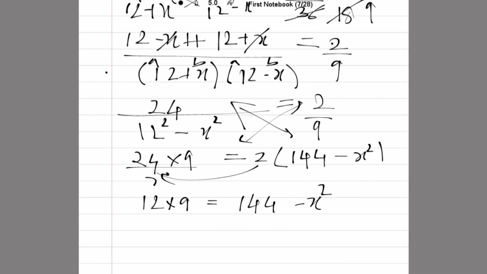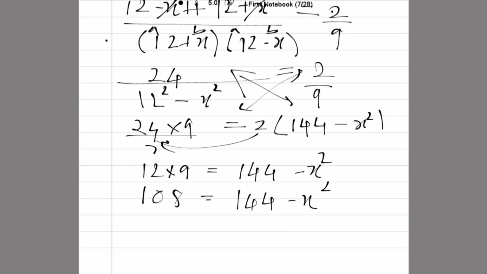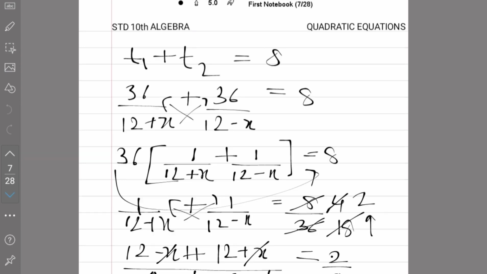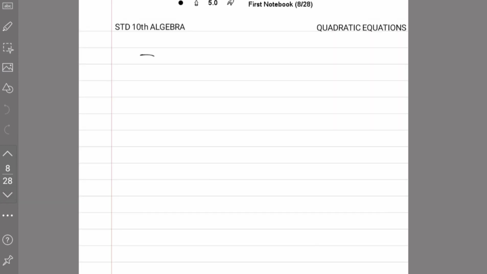Now 12 into 9 is 108, which is equal to 144 minus x square, right? Now I will just take this x square here and this 108 here. So what I get is x square is equal to 144 minus 108. Now, just a sec. So this is x square. Now 144 minus 108 is 36, right?